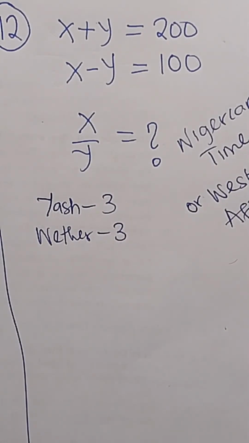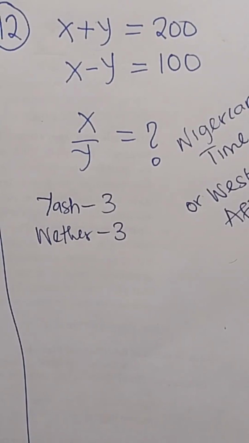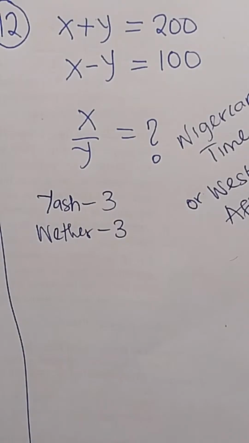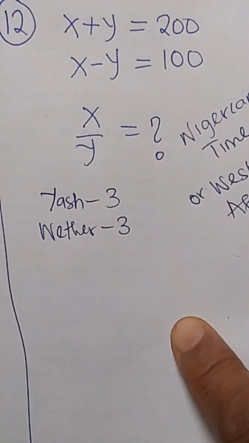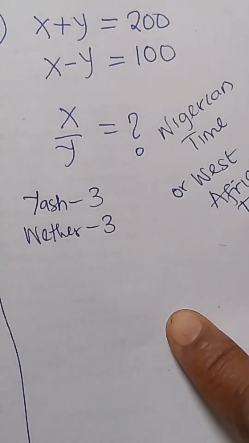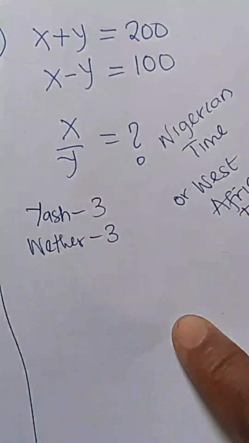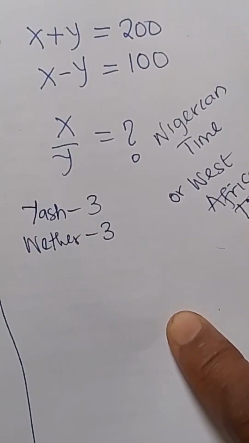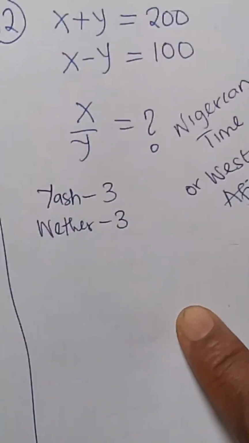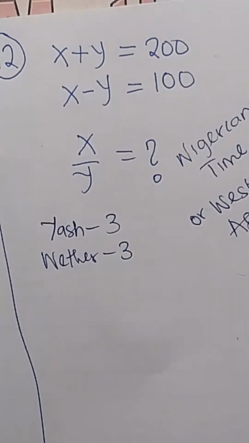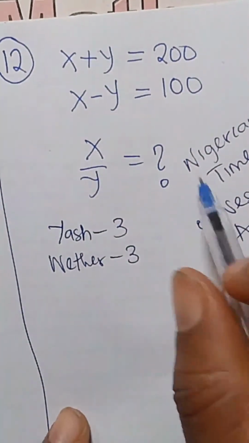Okay, so you settled it, right? Let me solve this. Only 2 persons solved this. This is easy. This is a simultaneous equation. Now see how you solve it.